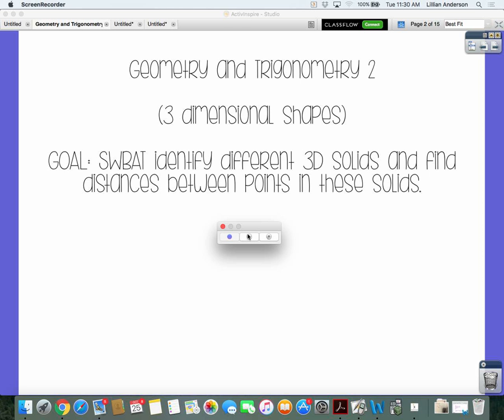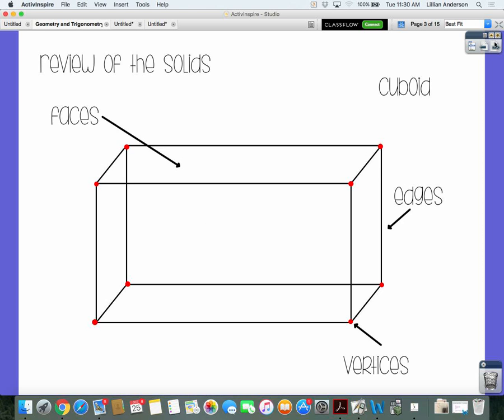So you'll be able to identify the different three-dimensional solids that we'll cover in this class, and you'll find distances between points, as well as finding angle measures between different planes and lines of these solids. So first, let's review what a solid is. You would have covered this back in geometry. In this case, you have a cuboid, basically a rectangular prism, or a square prism.